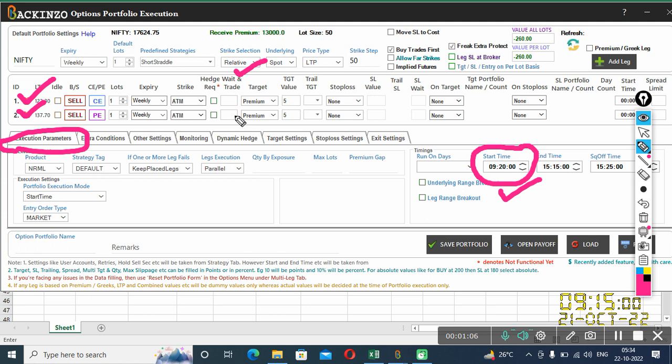Before I begin explaining wait and trade in detail, let me explain to you the idea behind this feature. If you understand the idea, you will be amazed to note that it works wonders for option traders. So let me walk you through.